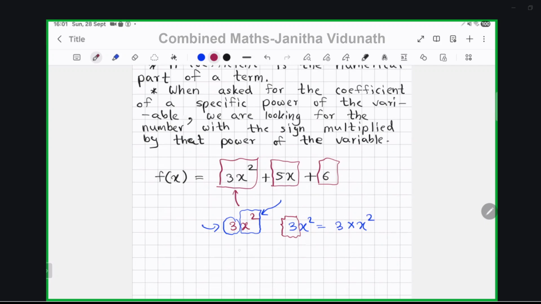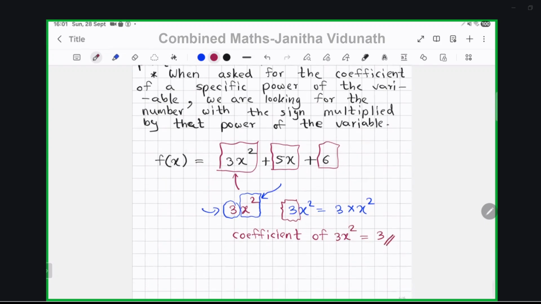Or simply, we get the numerical part that goes with our variable term. That means the coefficient of 3x square is equal to 3. The number that multiplies the variable in our second term, 5x, is 5. Then we can simply say the coefficient of 5x is equal to 5.